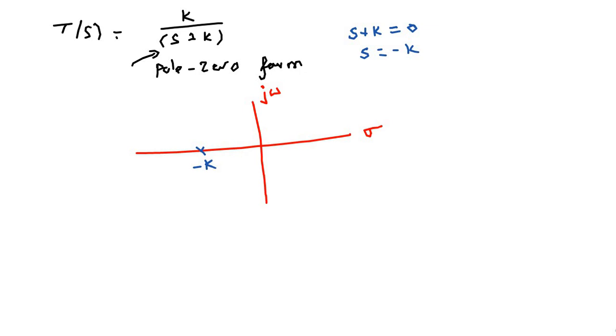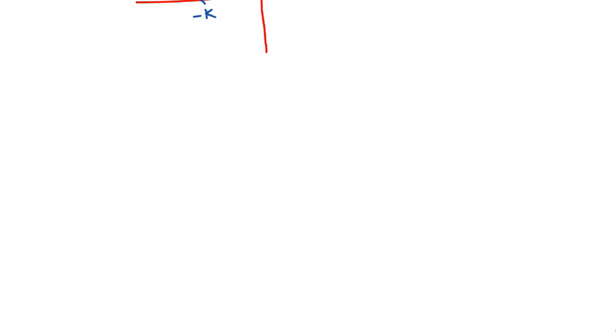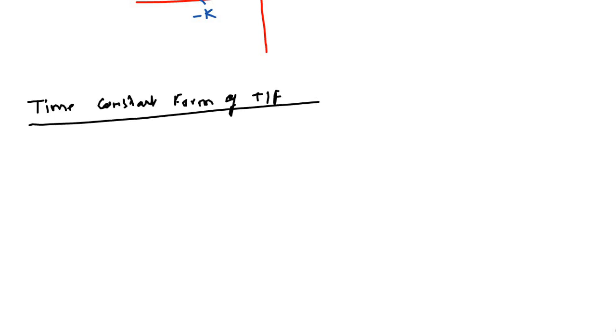Okay. Now I'll show you one more form called the time constant form. This is called the pole zero form. I'll show you now the time constant form of the transfer function. So you take the pole zero form of the transfer function. For this first order system it is K divided by S plus K.